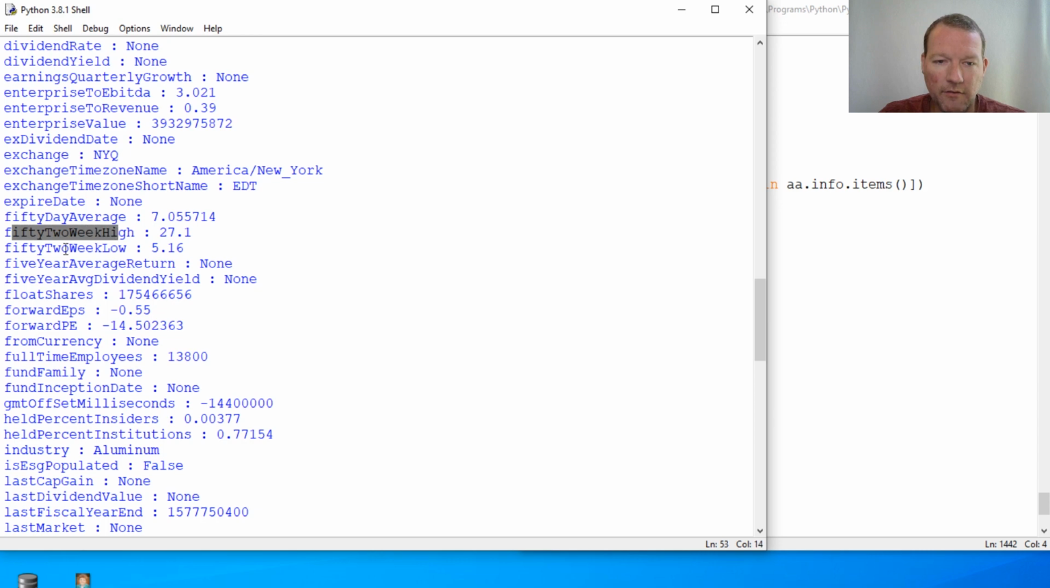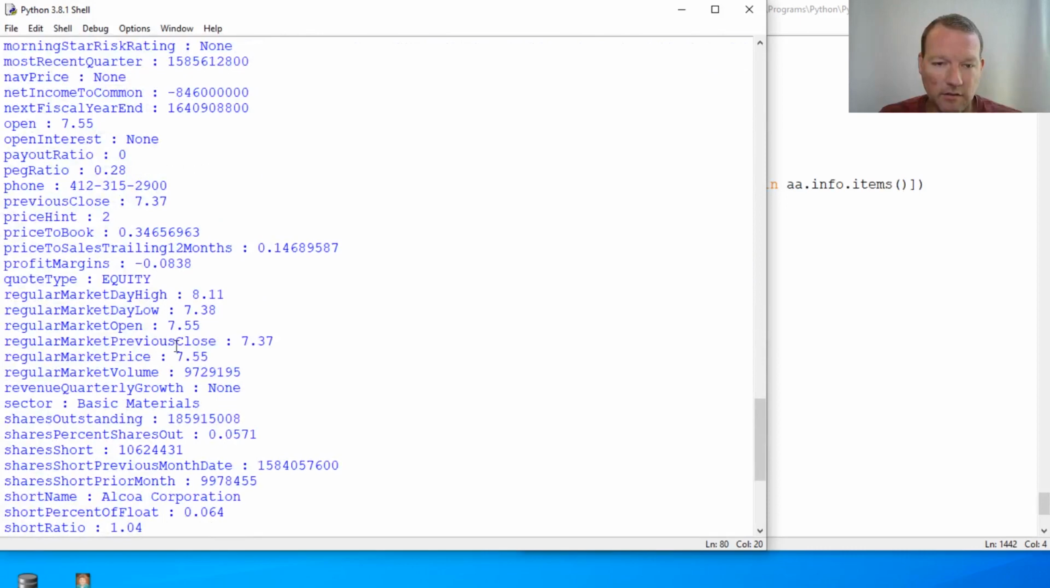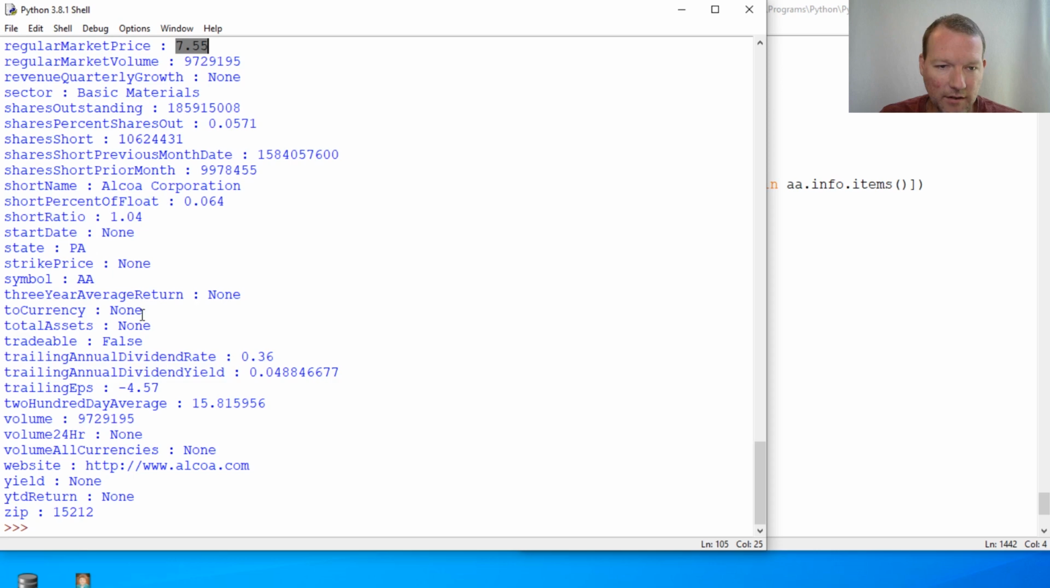Now here are two very important numbers: 52-week high and 52-week low, 52 weeks in a year. This is where the share price has been at its lowest, and this is where the share price has been at its highest. And let's look at market cap, and then we'll start wrapping this up. This is how much the entire company is worth, market capitalization. And that's fair market price times the number of shares outstanding.